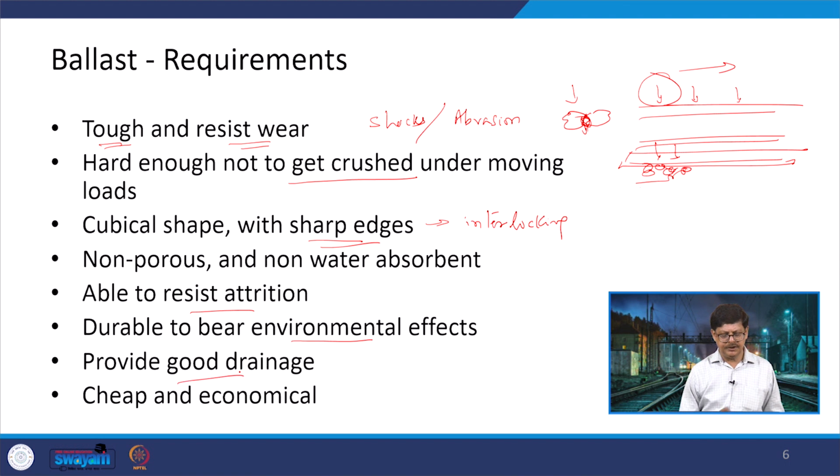Good drainage we have already talked about, and whatever the requirements are here, it should not happen that, because of those requirements, we go for a material which is very costly. Here we are talking about tracks running to something like 68,000 kilometers. That is what we discussed in the very first lecture, and it is going to increase in the coming years. So, cheap and economical is another aspect which needs to be looked at as a requirement for the use of a material as ballast.